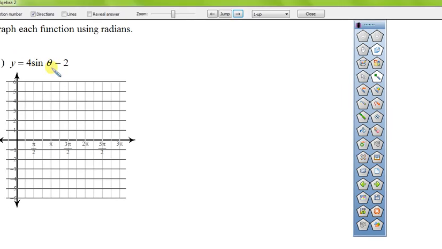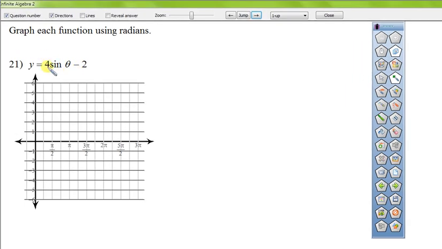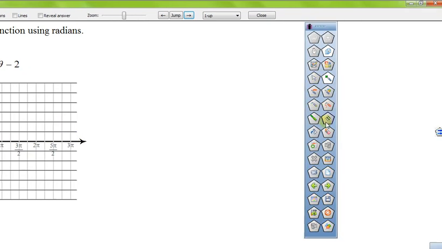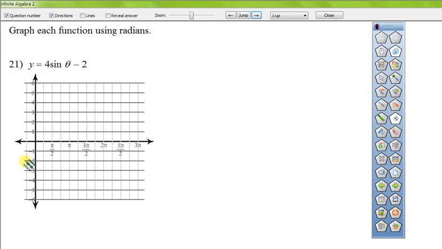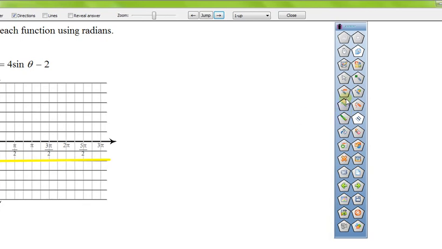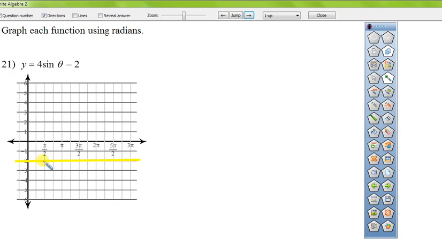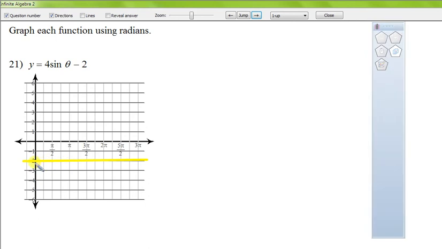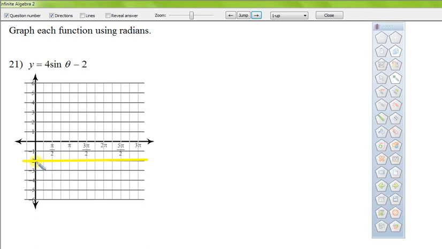Alright, now let's just mix a few of these together. We have an amplitude of 4 and the bar has been lowered 2 units. So this x-axis has been lowered 2 units, and you can just draw it here. It's just kind of a reference. You don't have to do that, but I do that just simply because it's now easier to see where I should go on this graph.